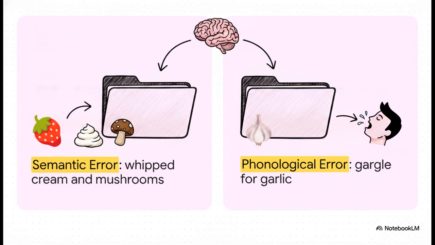Take a semantic error. Say someone intends to say strawberries, but accidentally blurts out whipped cream and mushrooms. This meaning-based mistake proves that words with similar meanings, like food items, are stored physically close together in the brain.